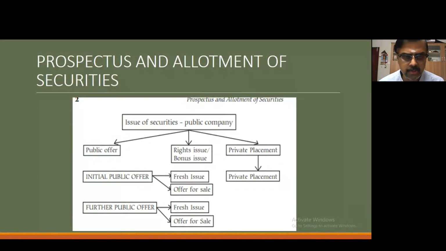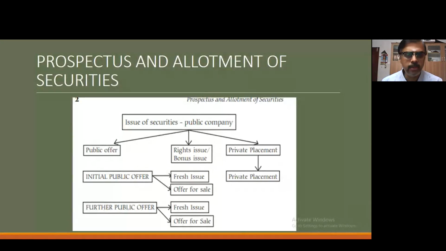So this is a summary of the various types of issues a company can make, the issue of securities, particularly by a public company. Whereas in the case of a private company, you all know there is a restriction on public issue of shares. So they can only make an issue through a private placement or by way of rights or bonus issue. So when we talk of a private company, please keep in mind they can issue shares only through private placement or through rights or bonus issue.